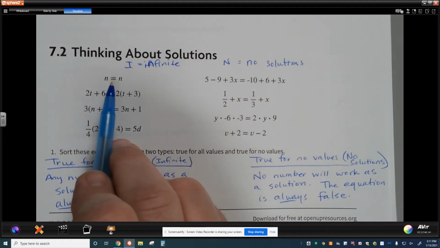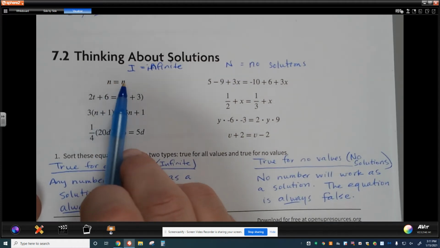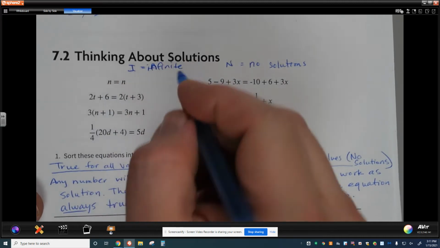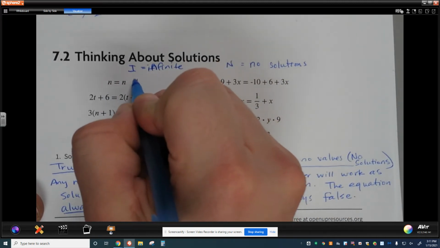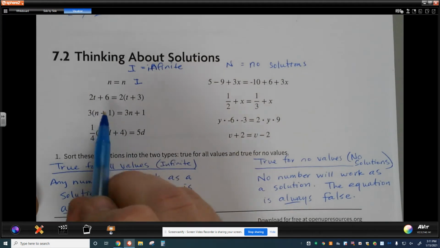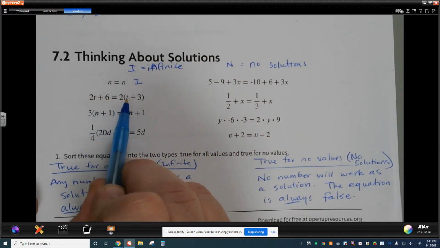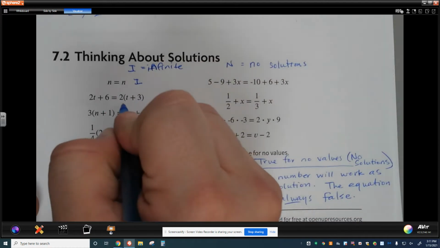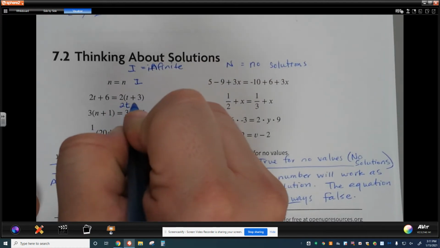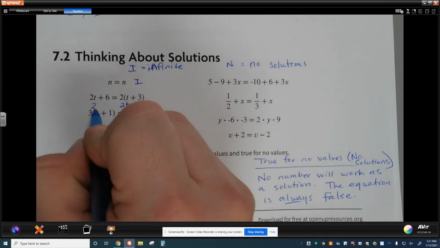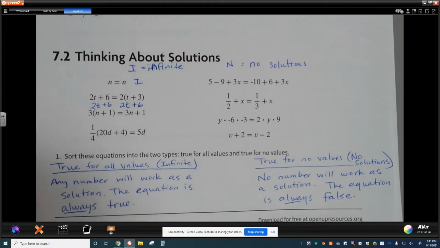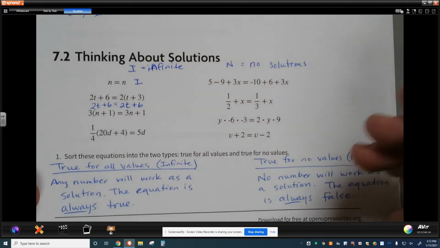All right, looking at our first one, if n is equal to n, that's always going to be true because they're the exact same. No matter what we plug in there, this will be infinite solutions. The next one, 2 times t plus 6 is equal to twice the value of the sum of t and 3. Let's simplify that to see that we have 2 times t plus 6. And I see that my expressions are exactly the same, meaning that they have the exact same outcomes no matter what.